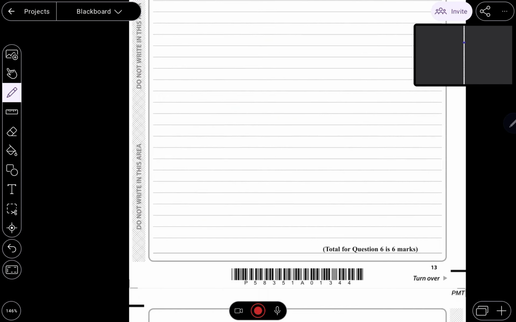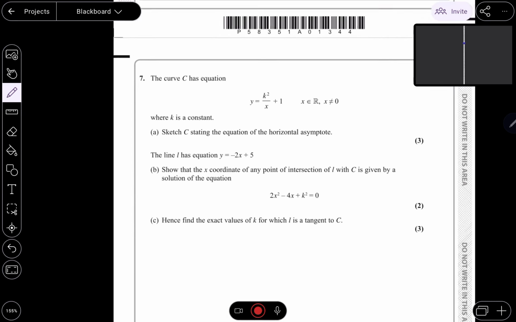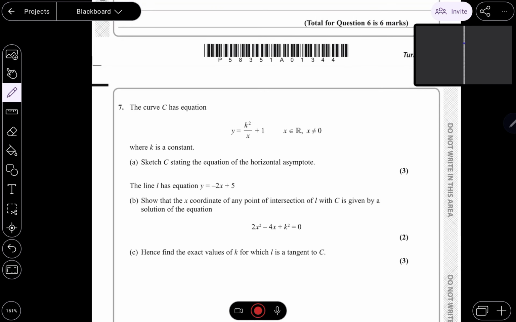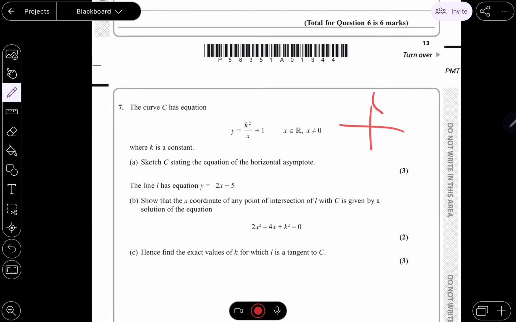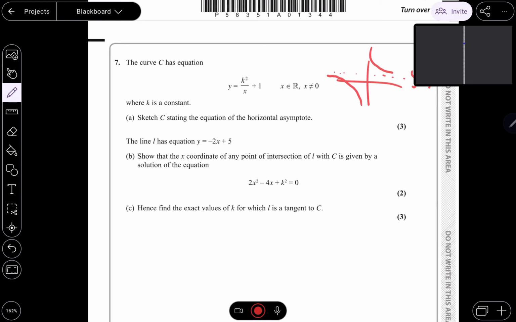Good. Next one then is number 7, sketch. I think I can do the sketch here. So this is an a over x graph, but it goes through 1. So there's an asymptote at 1 like this, and then the other one goes like this. And I think that should be close enough. Stating the equation of the horizontal asymptote: y equals 1. I don't need anything else, apparently. Good.